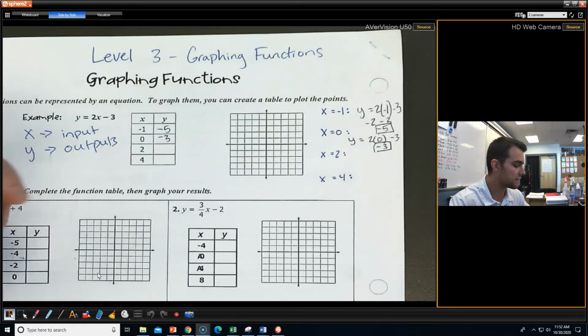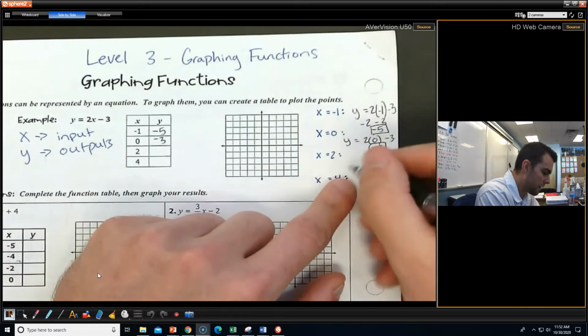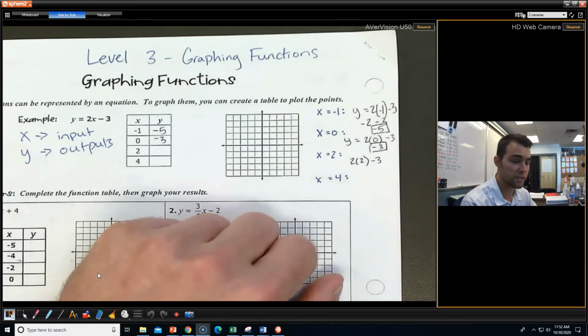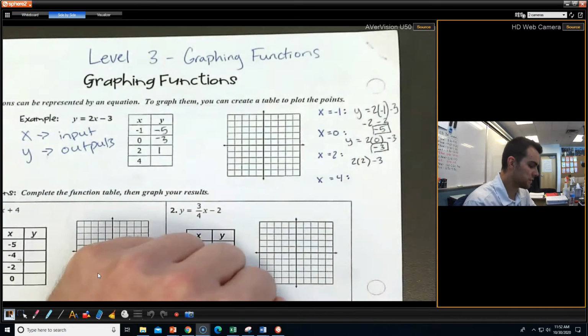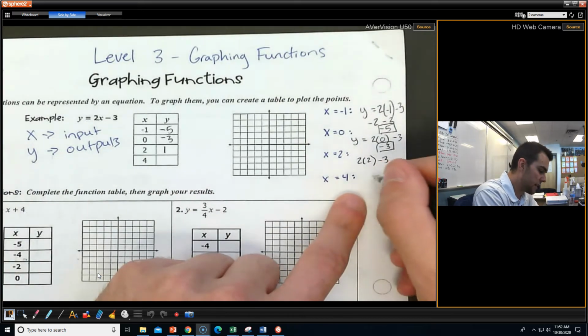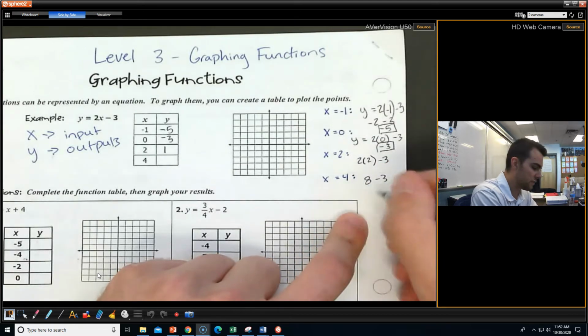All right, we're back. Let's see what we came up with. If we plug 2 into this guy, we get 2 times 2 minus 3. So 4 minus 3 is 1. So there's our y right there. Same thing with 4. 2 times 4 is 8. Minus 3 is just 5. Okay?